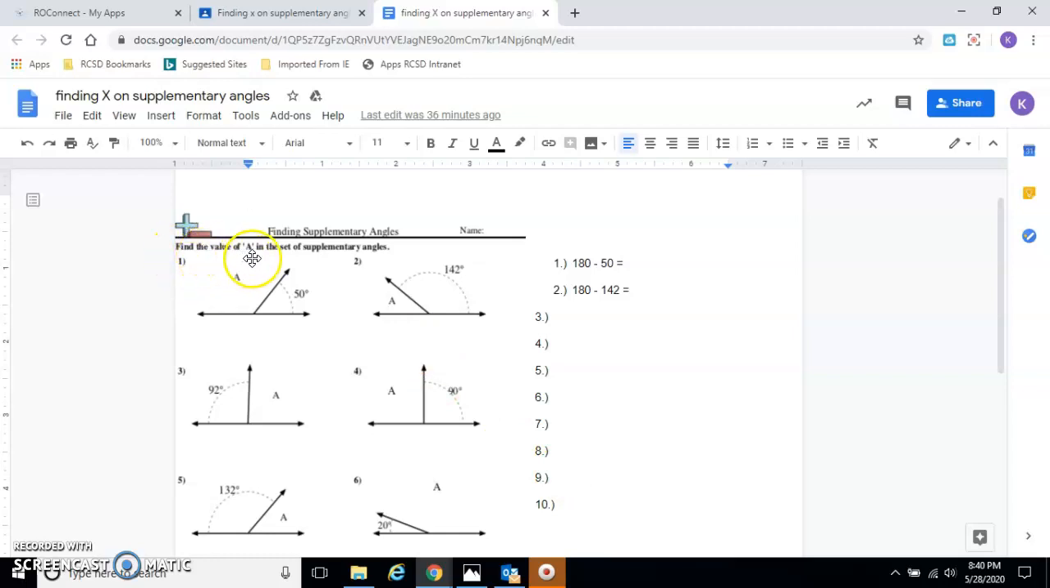Find the value of a in the set of supplementary angles. The important thing to remember here is supplementary angles add up to 180 degrees.